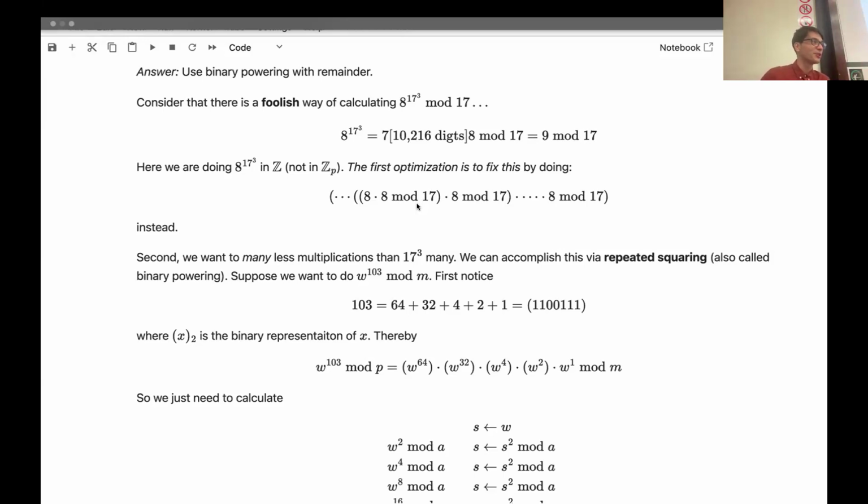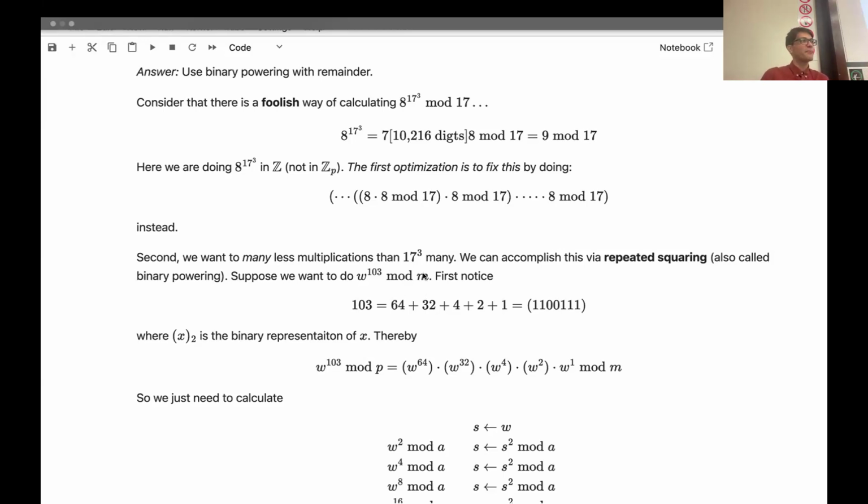What's something else that we can do? Even if we were to do your idea, how many multiplications does this require? 8 to the power of 17 cubed. This is so many multiplications, too many multiplications. So instead of doing these 17 cubed many operations, we're going to do something called repeated squaring. This is a very common technique, sometimes called big step, little step.